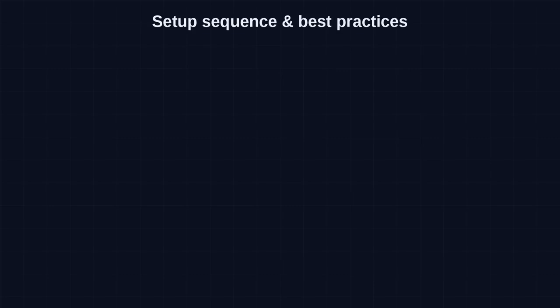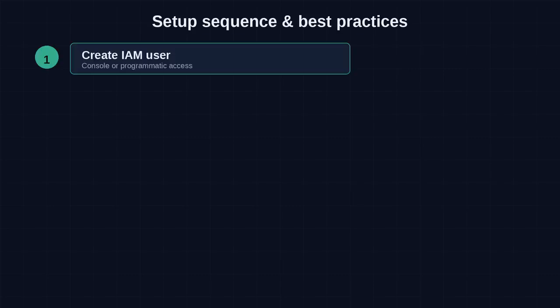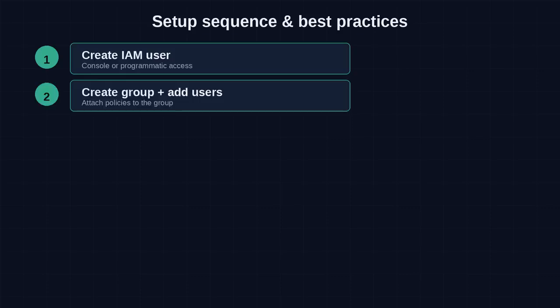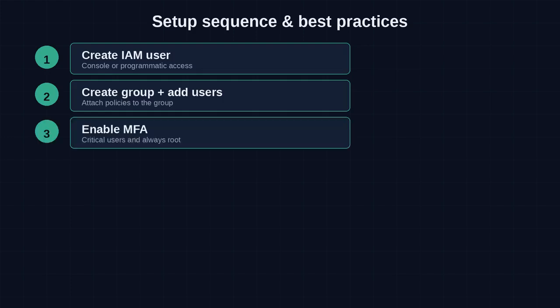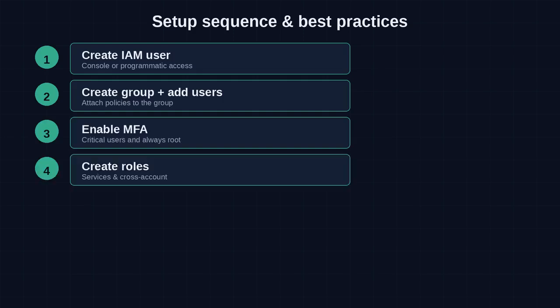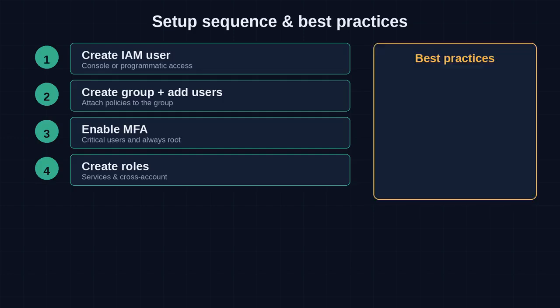Putting it into practice follows a simple sequence. Create an IAM user for a person who needs access. Choose console or programmatic access as needed. Create a group, add users to it, and attach policies to the group rather than scattering them on individuals. Enable MFA for anyone with real power, and always for the root user. Create roles when an AWS service or another account must act. EC2 to S3, Lambda to DynamoDB, cross-account read.